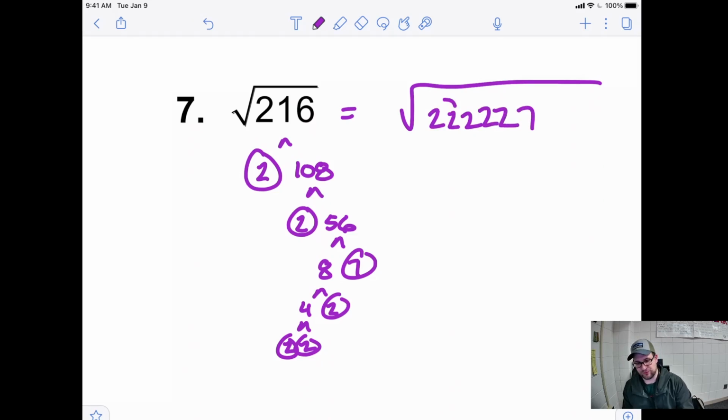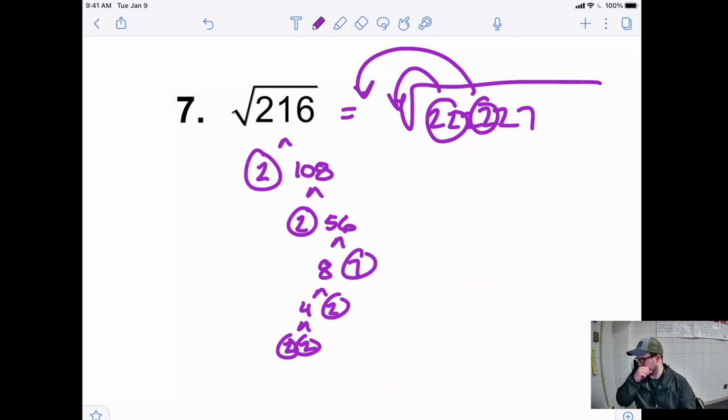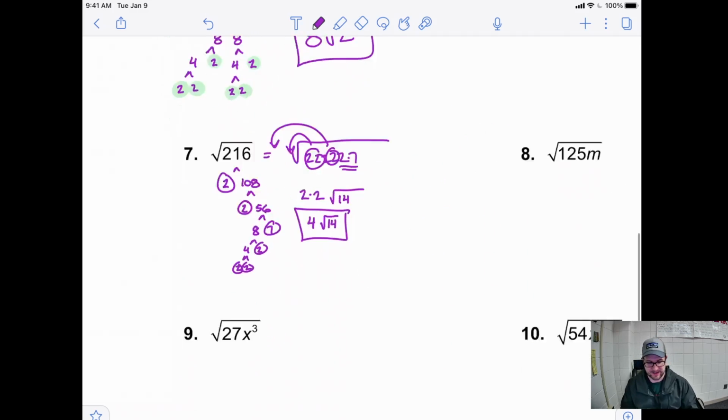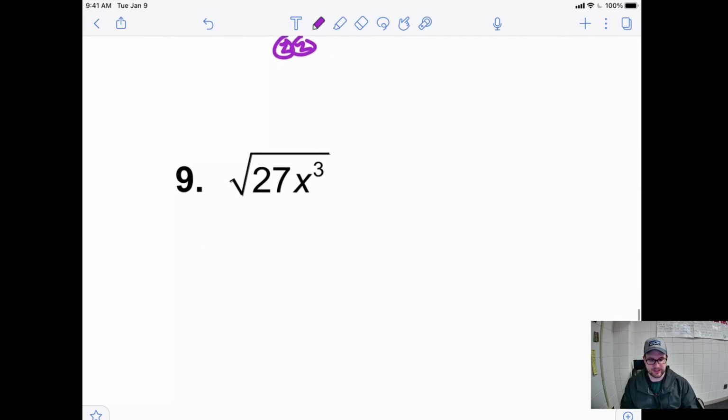Now, do your 2-for-1 special. 2 of the same, pull one out. 2 of the same, pull one out. It looks like we're pulling out two groups of 2s, so I'm going to have a 2 and a 2 on the outside. Remember, that's not 22. 2 times 7 on the inside gets us back to 14. Multiplying those out, 2 times 2 is 4. 4 square root of 14, and you are done. Nice job.